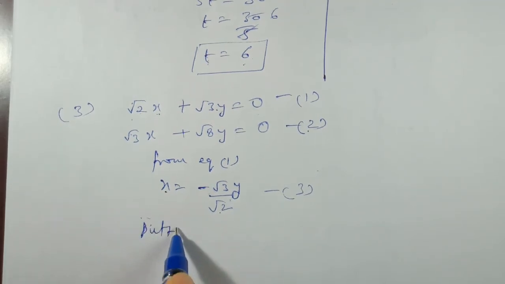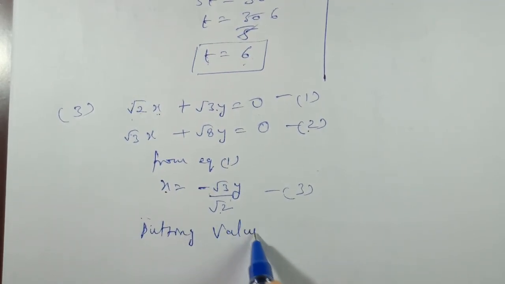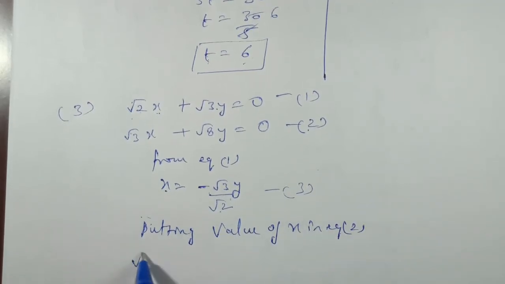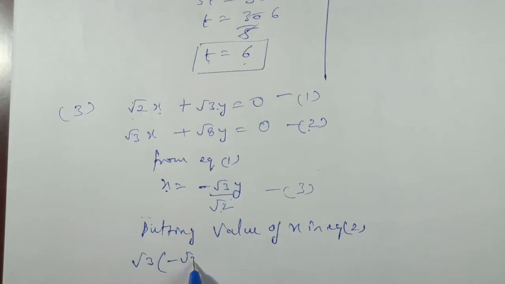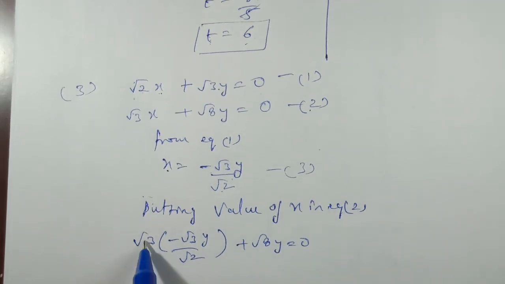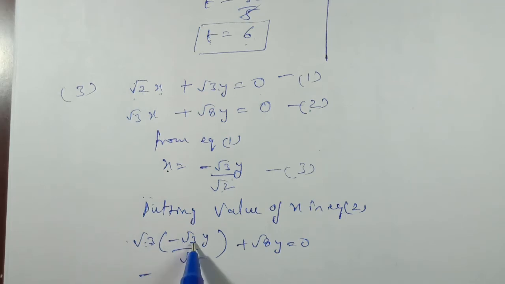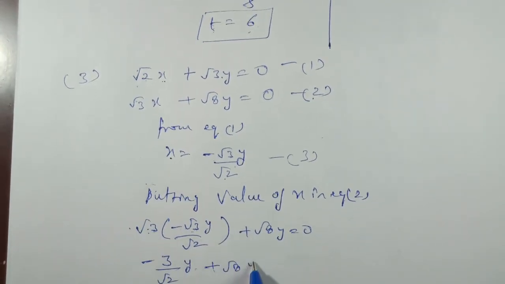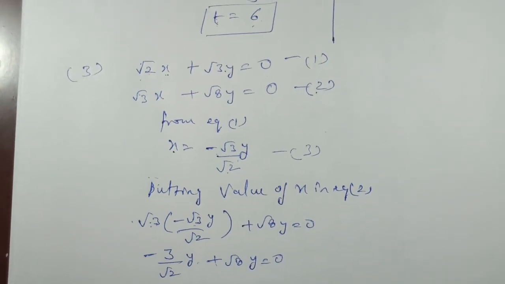Putting the value of x in equation second. In place of x we have to write minus root 3 y upon root 2, plus root 8 y equal to 0. Multiply plus minus minus, root 3 into root 3. Whenever the same root irrational number is multiplied, then the root is removed. So it is minus 3 by root 2 y plus root 8 y equal to 0.